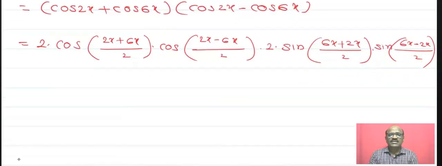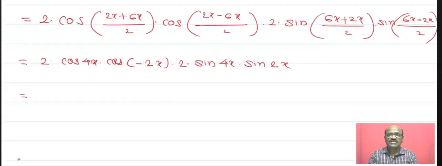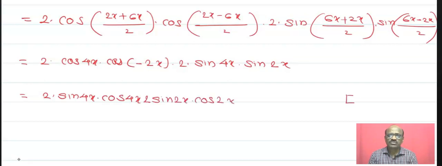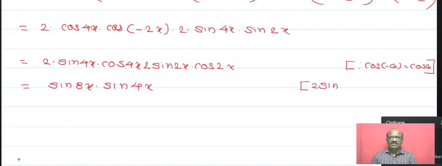See this here, that is 2x plus 6x means what, 8x upon 2, that is 2 times cos of 4x, आणि नंतर मग minus 2x, 2 times sin of 4x into sin of 2x. Now again the cos of minus theta is cos theta, therefore 2 times sin of 4x cos of 4x, 2 times sin of 2x and cos of 2x, that is, cos of minus theta is equal to cos theta. Again we are rearranging the terms, that is cos of 8x, and here there is one more formula, that is 2 times sin theta into cos theta, means what, here cos of 8x and here is sin of 4x.